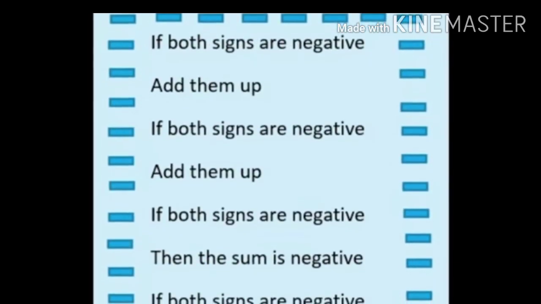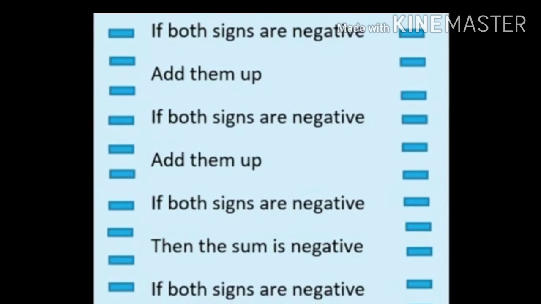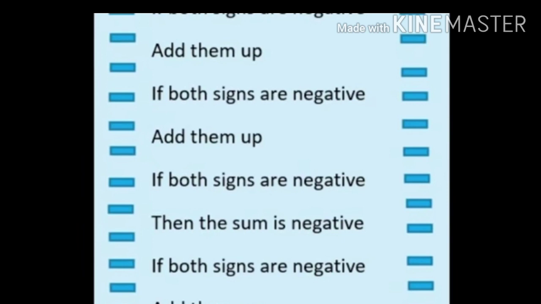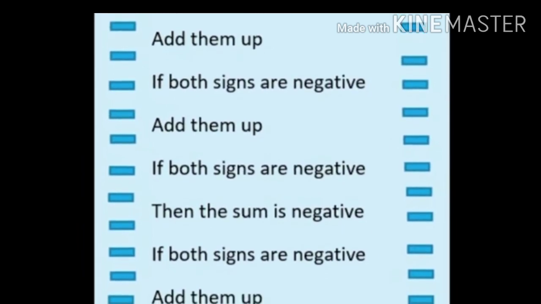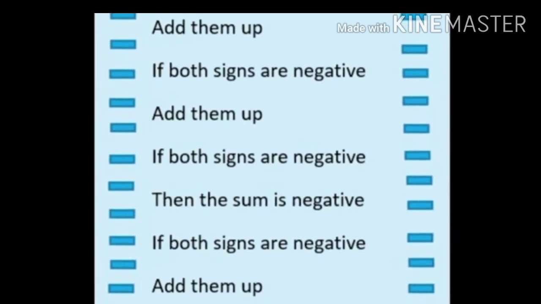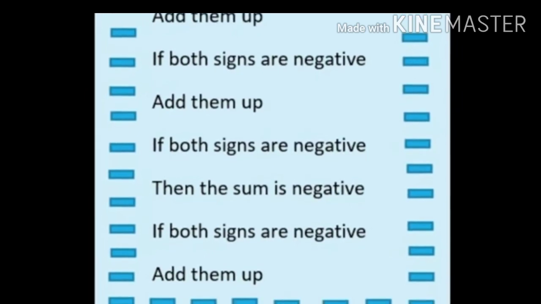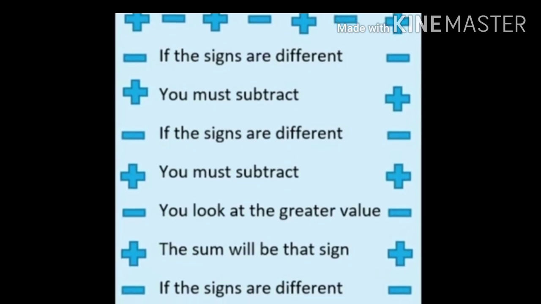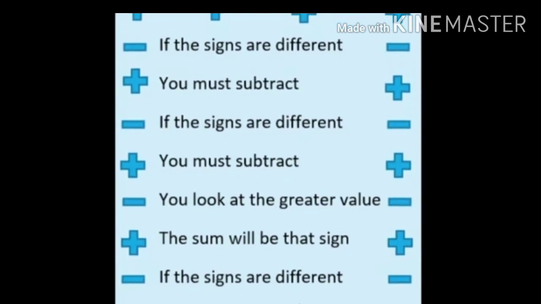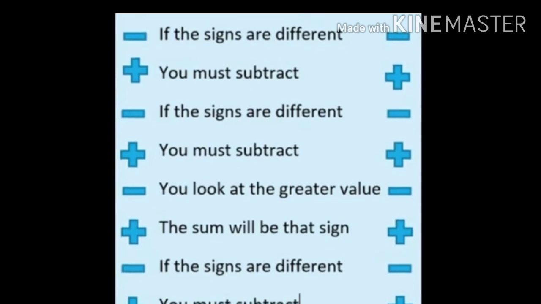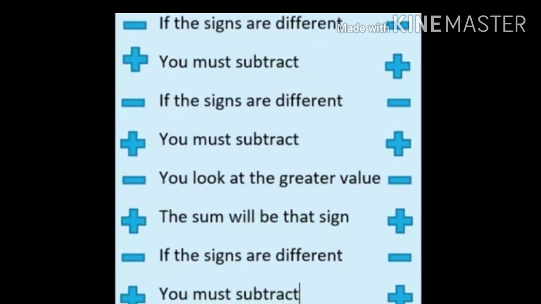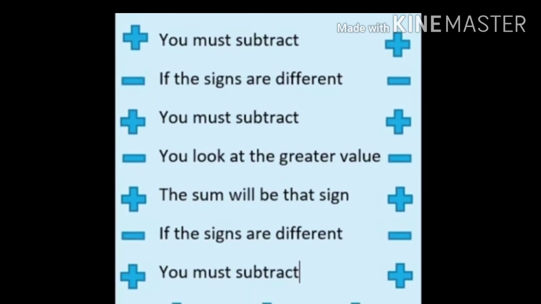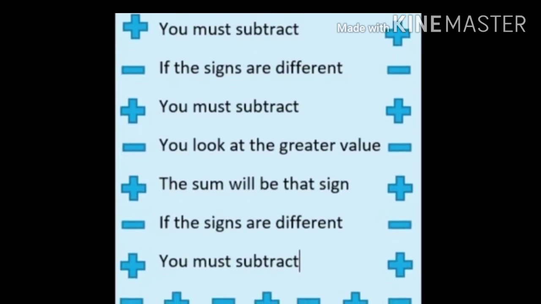If both signs are negative, add them up. If both signs are negative, then the sum is negative. If the signs are different, you must subtract. You look at the greater value, the sum will be that sign.